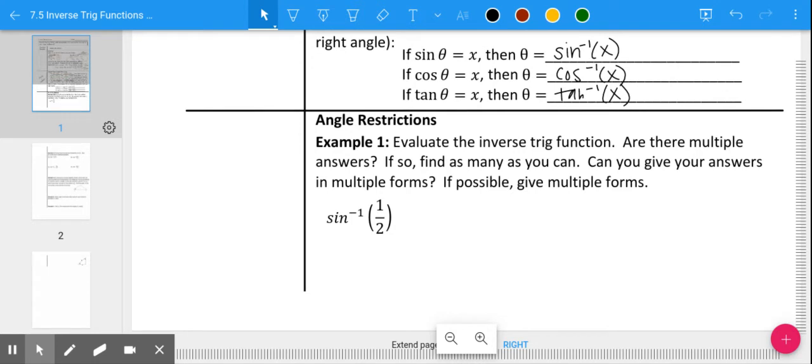Okay, so let's talk about angle restrictions. Example 1, evaluate the inverse trig function. Are there multiple answers? Give as many as you can. Go ahead and put in the Edpuzzle one solution to this problem.